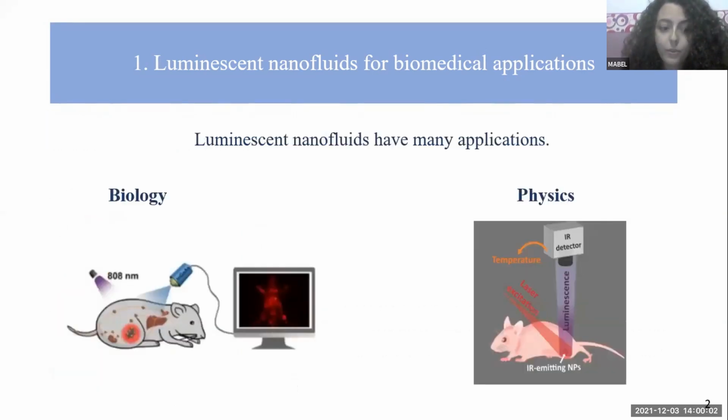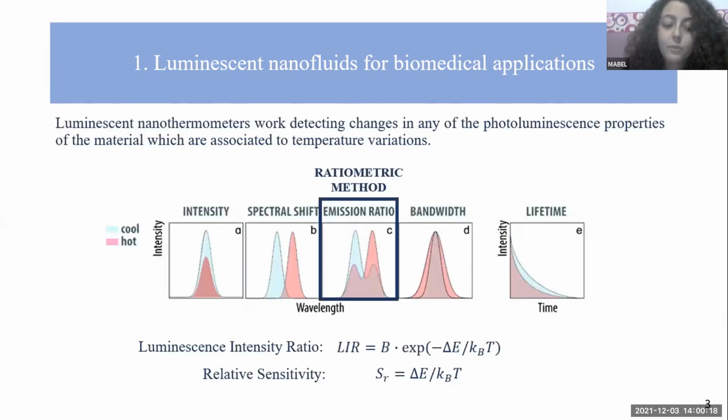Those luminescent nanofluids find application mainly in two fields: biology, where they are used as biomarkers, and physics, where they are used, for instance, as nanoscale thermal sensors. But how do the luminescent nanothermometers work? They work by detecting changes in any of the photoluminescent properties of the materials, which are associated with temperature variations, such as the intensity of the emission band, the position, the emission ratio, the shape of the band, or the lifetime.